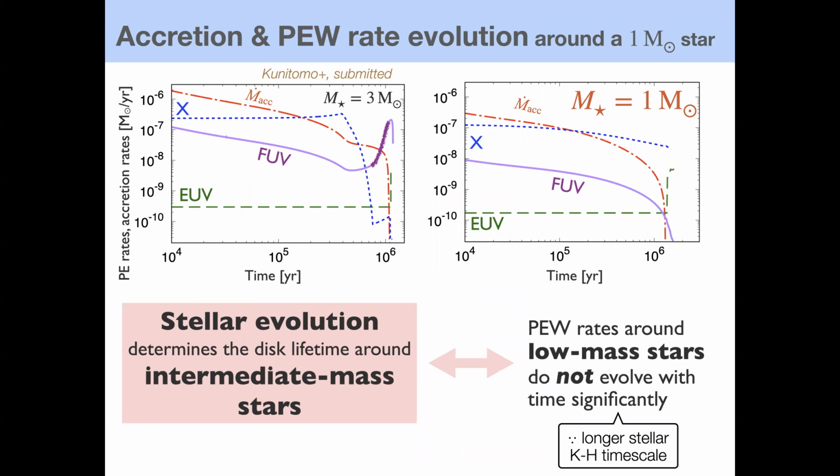I'd like to note that stellar evolution is not so important around low mass stars, which do not evolve rapidly due to the longer Kelvin-Helmholtz timescale. So the photoevaporation rates are almost constant with time, as assumed in the previous studies.